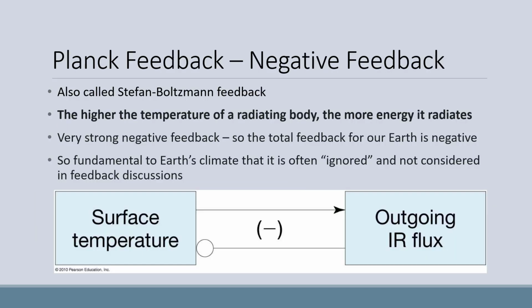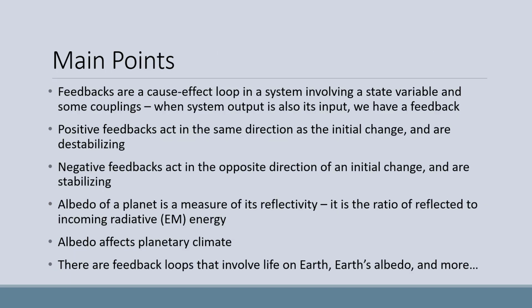There is another negative feedback that is called the Planck feedback or the Stefan-Boltzmann feedback. With this feedback, the higher the temperature of a radiating body, the more energy it radiates. This is a very strong negative feedback, so the total feedback for our Earth is actually negative. But it's so fundamental to Earth's climate that it is often ignored and not considered in feedback discussions. Meaning that when we talk about climate change or global warming, it is already a given and we don't need to mention it. That concludes the material.